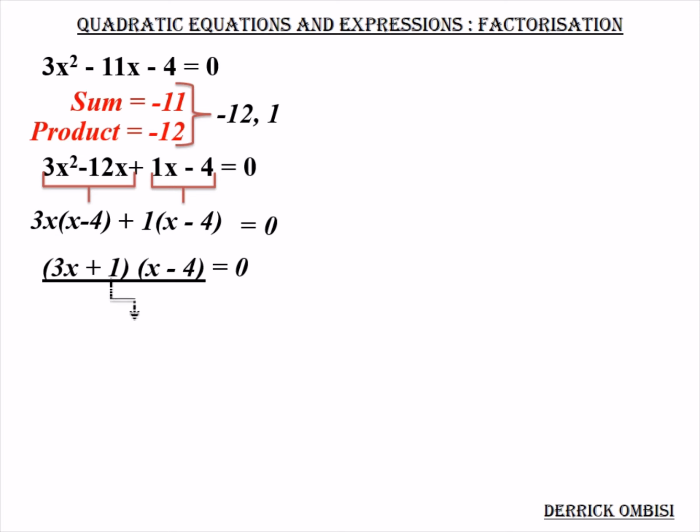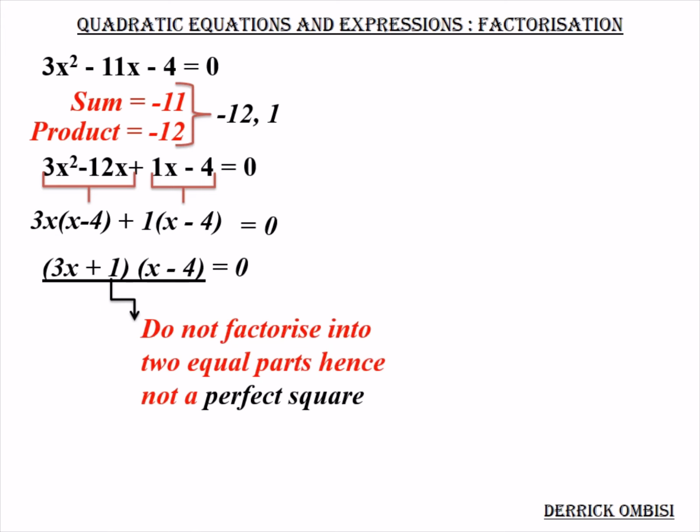So you can see that these two are not equal parts. This one has not factorized itself into two equal parts. When you don't have two equal parts, then it means that this expression or this equation is not a perfect square. It is not a perfect square. So we go ahead and solve this one.